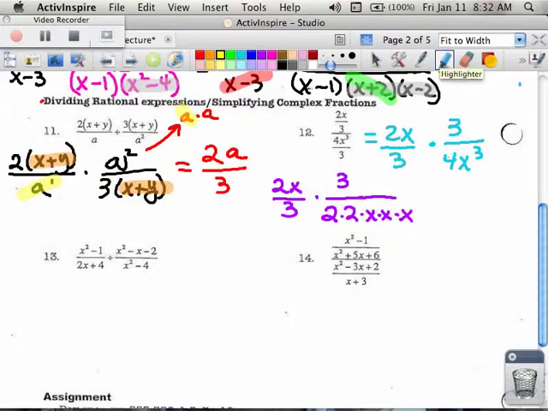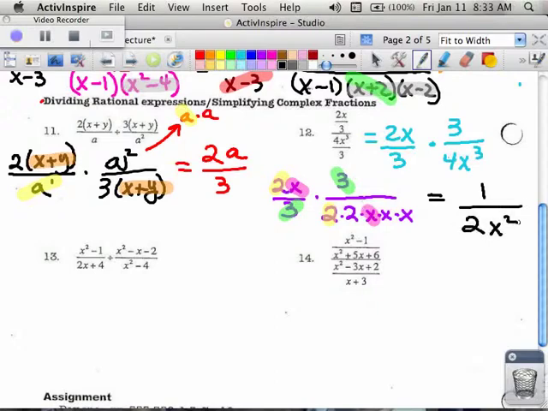You can see that one of the 2's on the top and one of the 2's on the bottom are gone. You can see that a 3 on the top and a 3 on the bottom are gone. You can see that an x on the top and an x on the bottom are gone. And a lot of people think, oh look, everything's gone on the top, and so I got 0. That's not true. It's 1. So don't forget that. That's very important. 1 times all of that stuff, leave a 1 on the top. On the bottom I have 2 times x times x. That's 2x squared. And so that's your final answer.